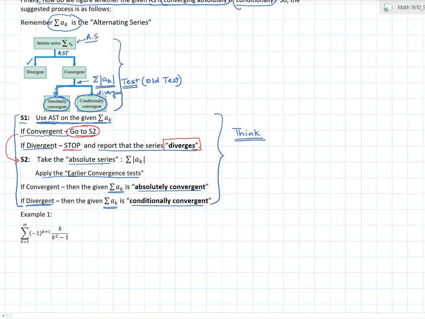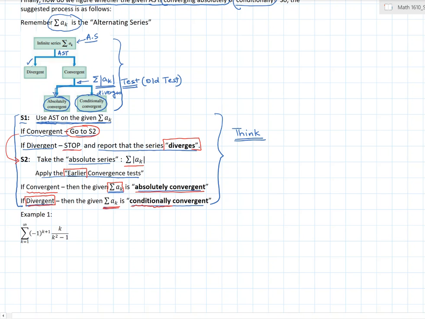So now we're going to take the absolute series. That means forget about alternating signs, just take the absolute value. And now we will apply the earlier convergence tests, the ones that we studied in the previous sections. Now, if this absolute series is convergent, then we say that the alternating series that we started with is absolutely convergent. If the absolute series is divergent, then the alternating series that was given to us is called conditionally convergent.